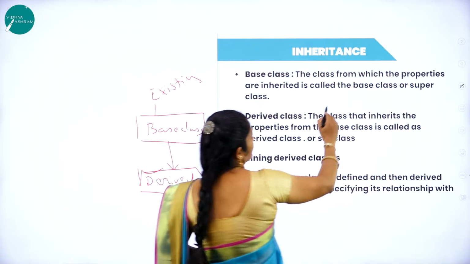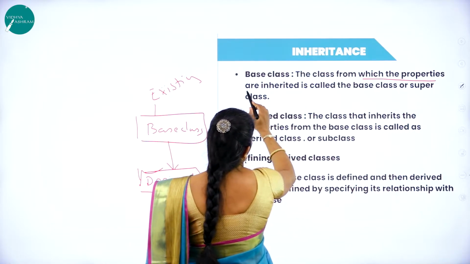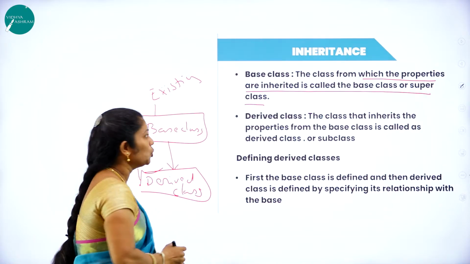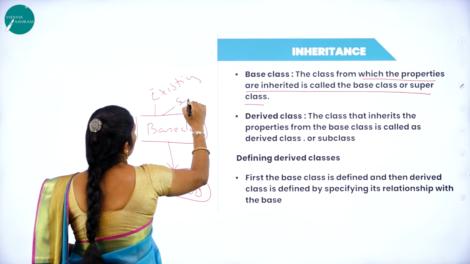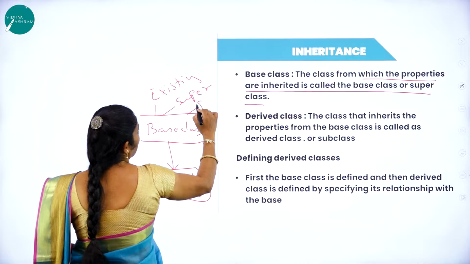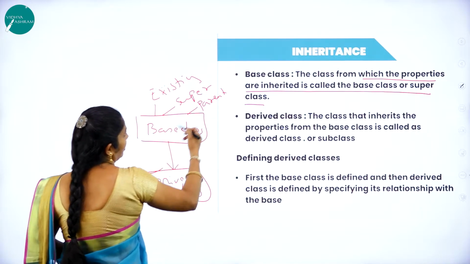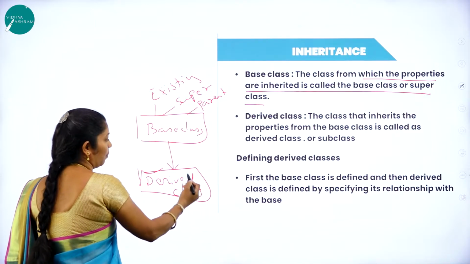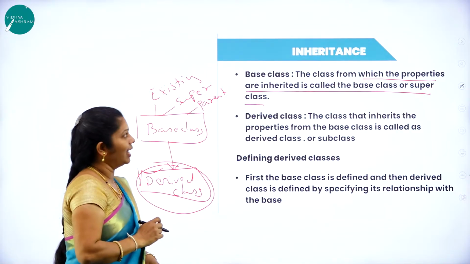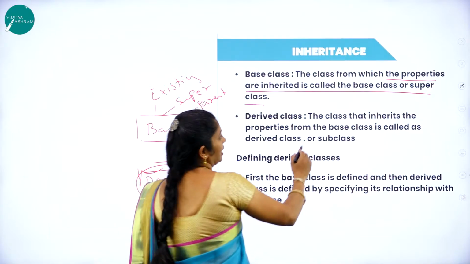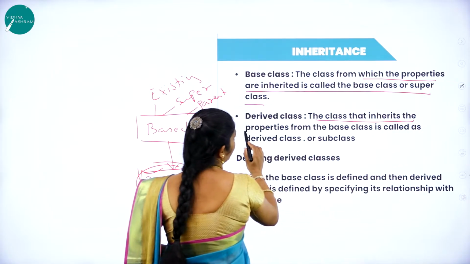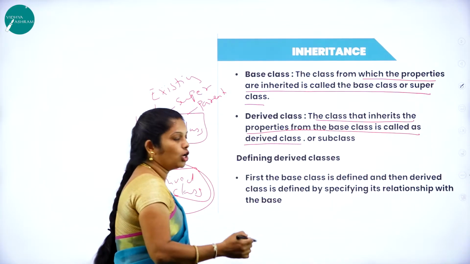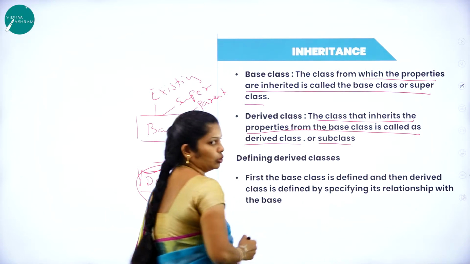The class from which the properties are inherited is called the base class, or we can call it super class also: existing class, super class, or parent class. Here this has the capability to transfer its properties to the derived class. The derived class, the class that inherits the properties from the base class, is called the derived class, or we can call it subclass also.